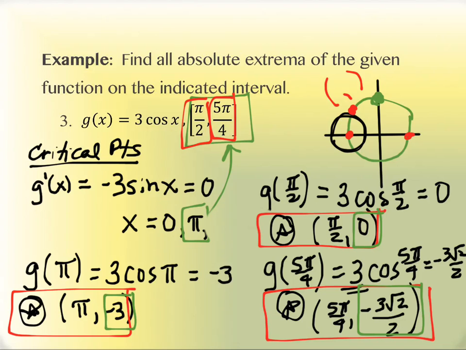0 is actually the largest, isn't it? So this point right here is my absolute maximum. I'll rewrite these in a moment. Let me just jot them in here for now. Which of these 2 is the smallest? Is it the -3 or the -3 square root 2 over 2? It is the -3.